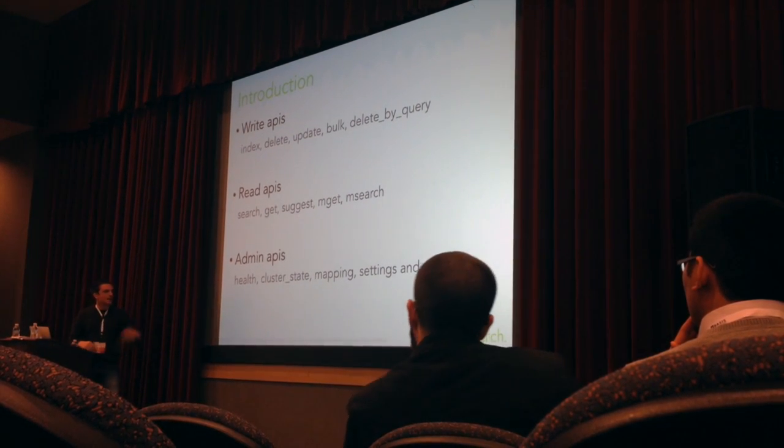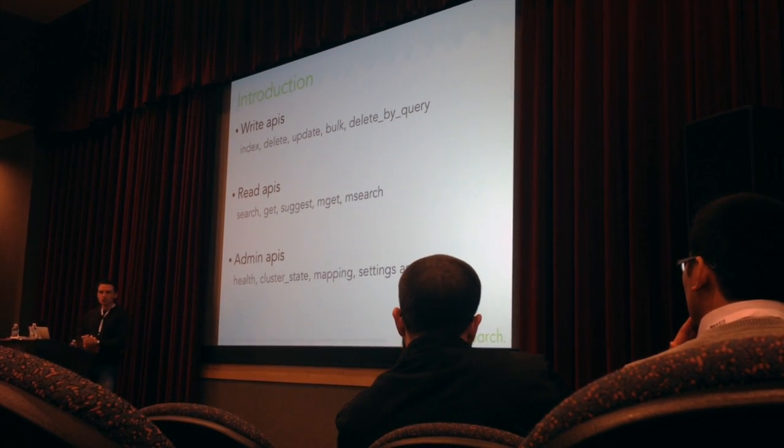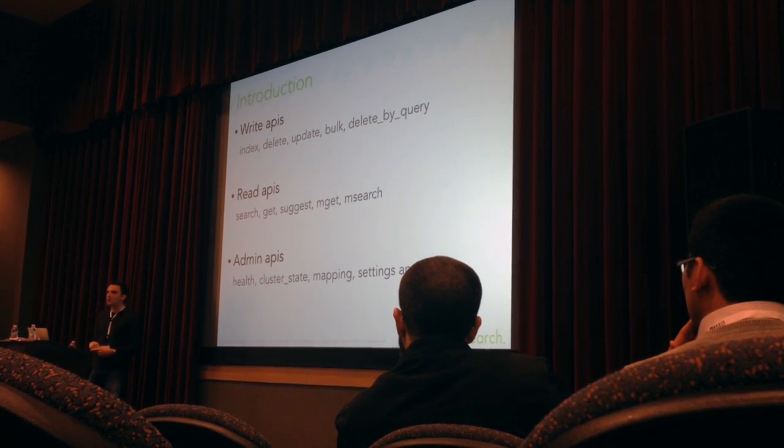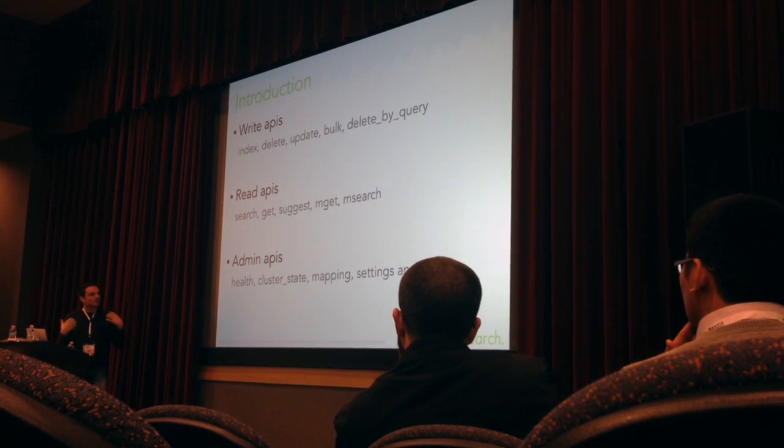The other part of the API is an admin-related API. So there's a health API to check the health of the cluster. Obviously, that's a search engine. It usually doesn't run on one machine, it runs on several machines, hundreds of machines, depending on how much money you want to spend on hardware and how big your data set is. So you can check the health of the cluster. You can even check the state of the cluster.